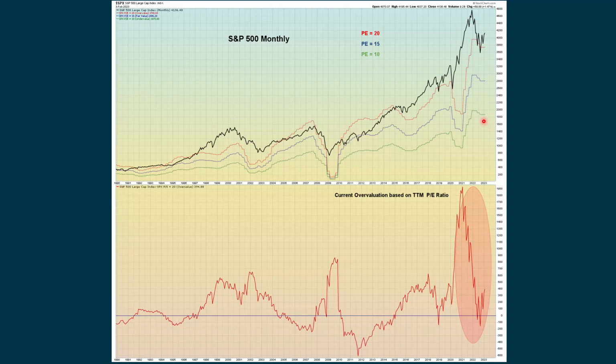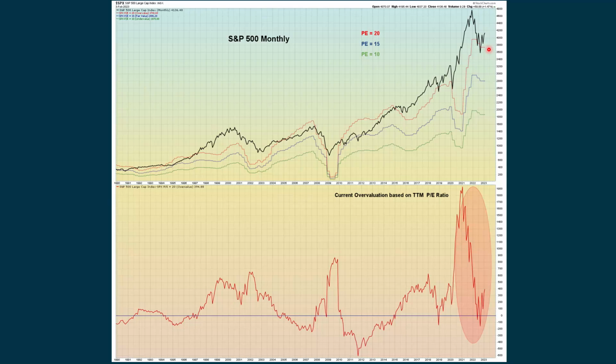The other dashed line is a green line, and that represents a PE ratio of 10. When we're around that line or below that line, the market is considered to be inexpensive or cheap. Looking at this chart, you can see that we are still above the PE ratio of 20.